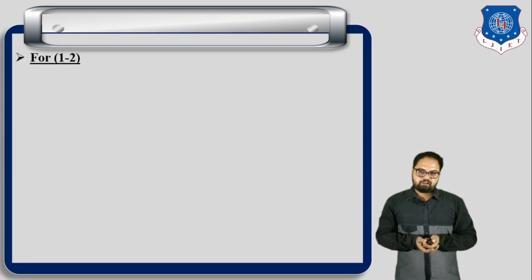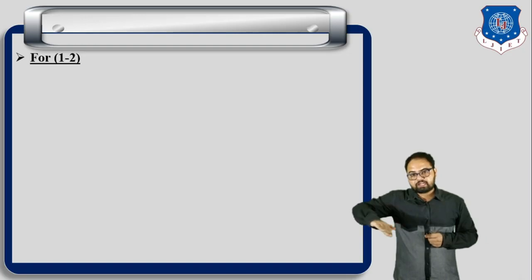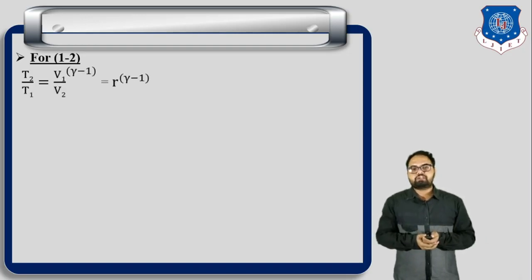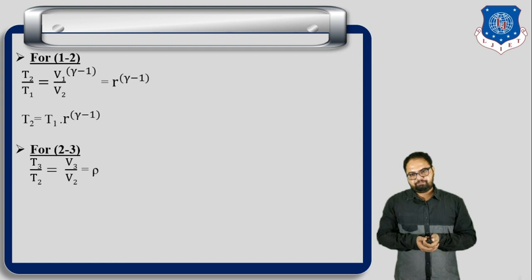By putting all these values in this equation, we will get the actual equation for the air standard efficiency of the diesel cycle. So first of all we will consider process 1 to 2. During this process adiabatic compression takes place, and we know that the relation between temperature and volume during adiabatic compression is T2 by T1 is equal to (V1 by V2) raised to gamma minus 1, and we know that V1 by V2 is the compression ratio r. So T2 is equal to T1 into r raised to gamma minus 1.